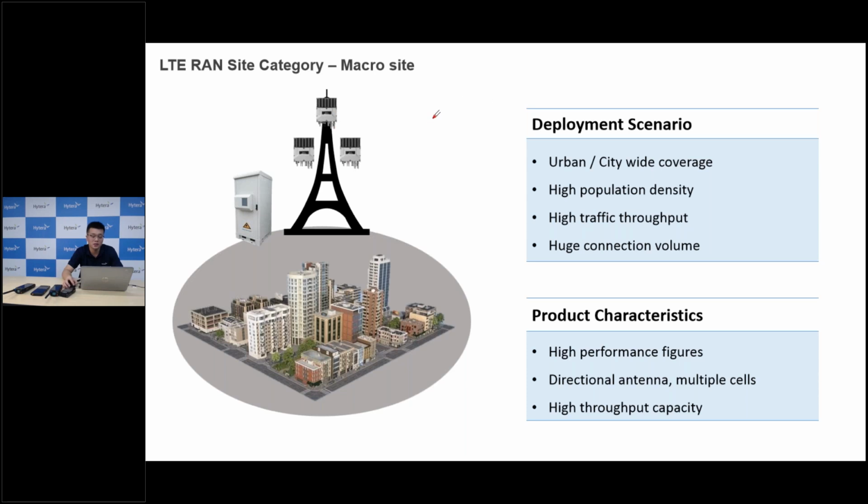The macrosite base station has a higher transmitting power, so it can provide a wider coverage than the small cells. This type of product is mainly for urban or citywide coverage, where there is high population density and a higher requirement on traffic throughput and connection volume. Speaking of the characteristics of the macrosite, the distributed base station, it has higher performance. It uses a directional antenna, and it can support multiple cells for one site. But small cells just support one cell for one site.